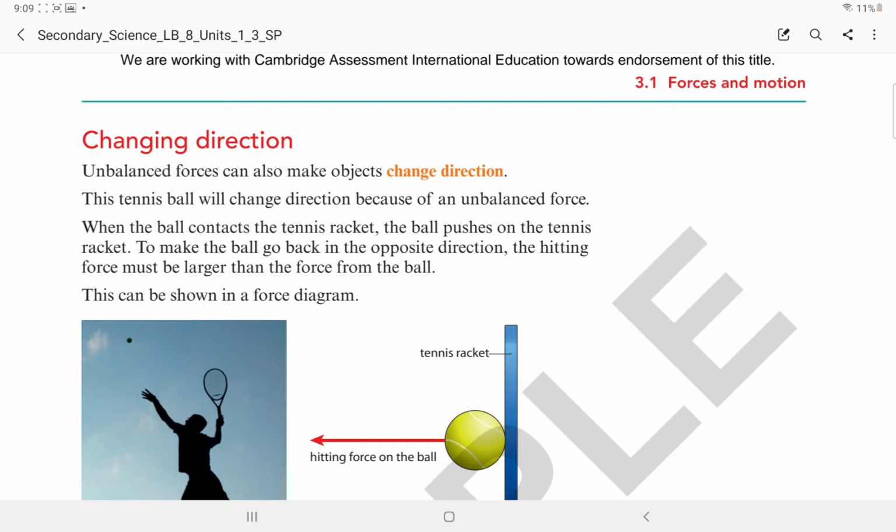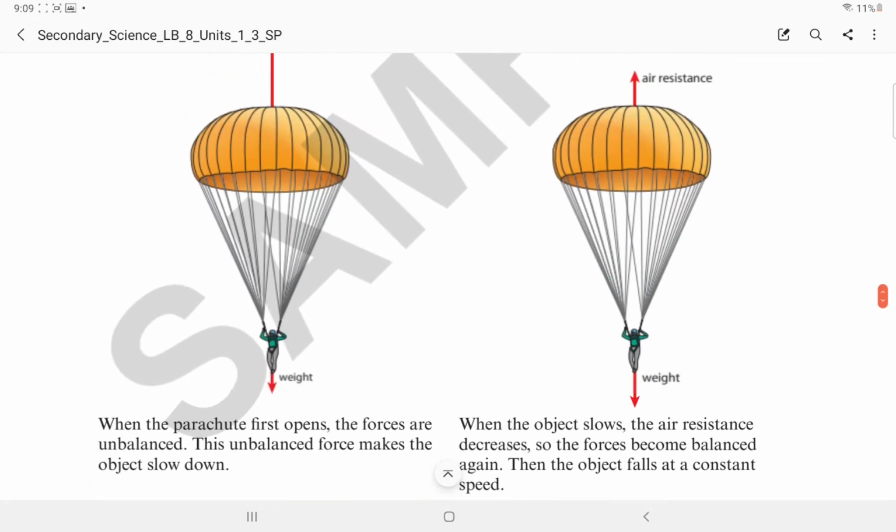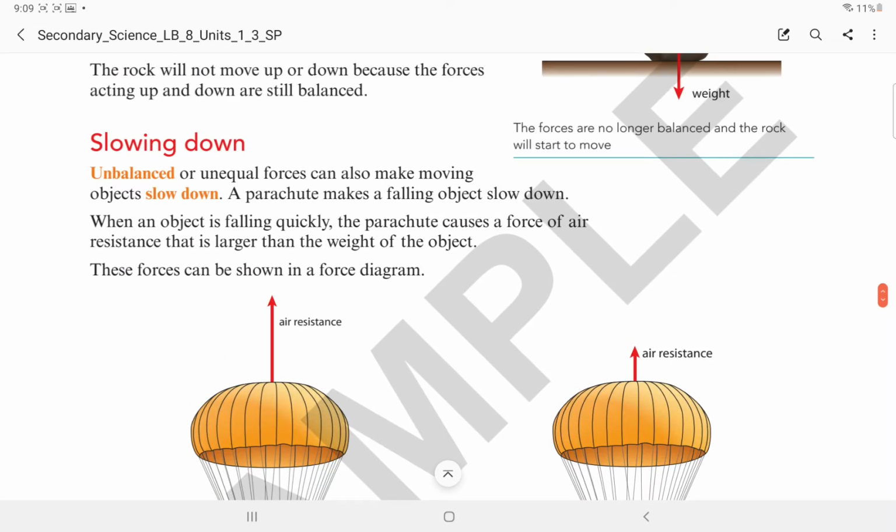Okay, so yesterday we learned how an unbalanced force helps in slowing down an object with the help of a parachute. That is, here the air resistance is increased in a parachute because a lot of air particles are trapped in the parachute. So here the air resistance will be more than the weight exerted downwards, so automatically it slows down.